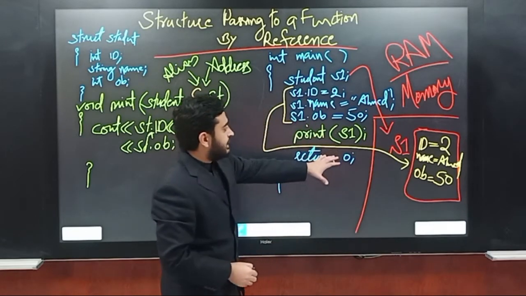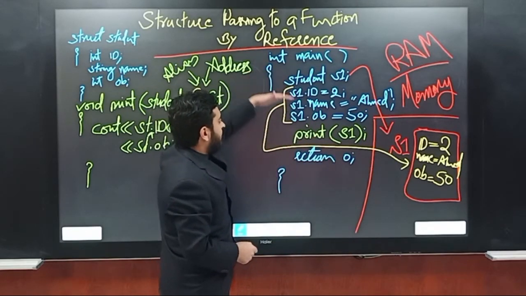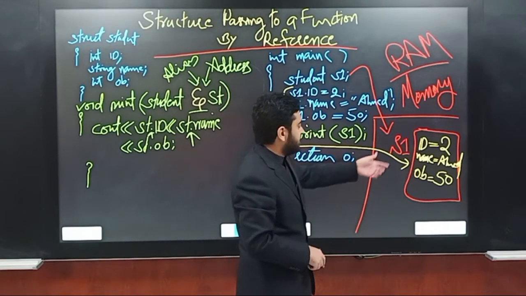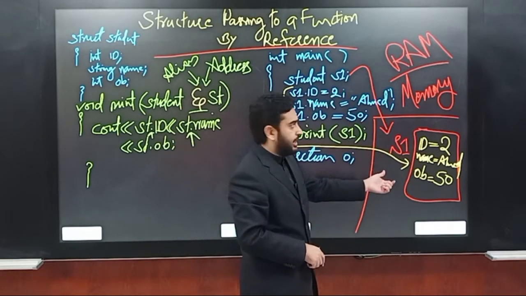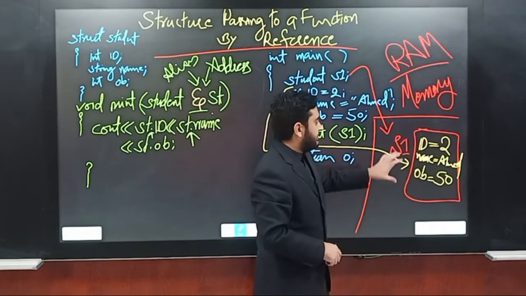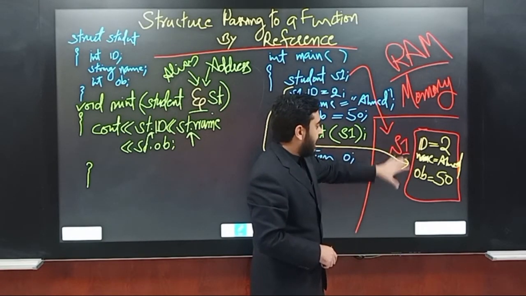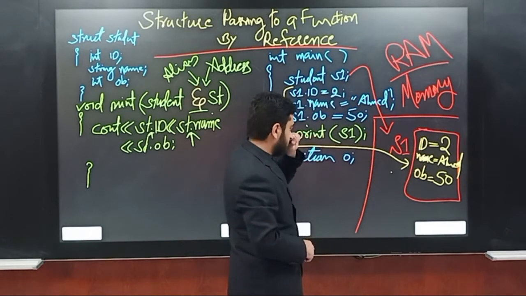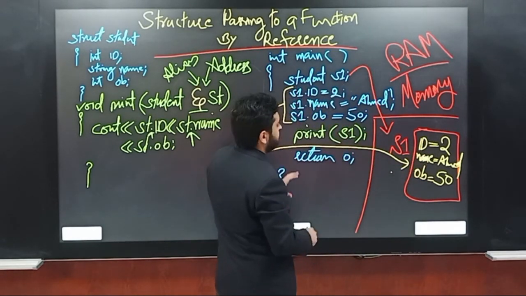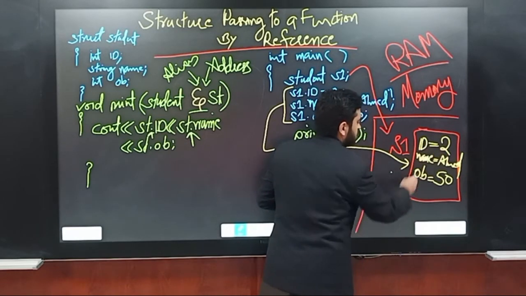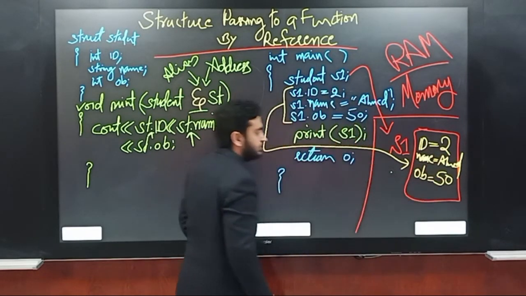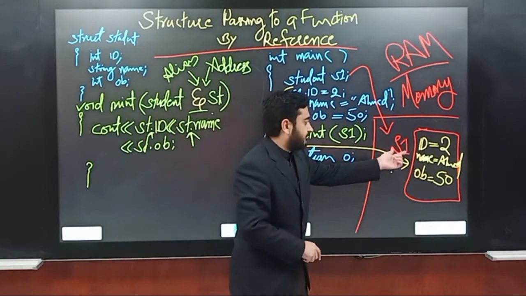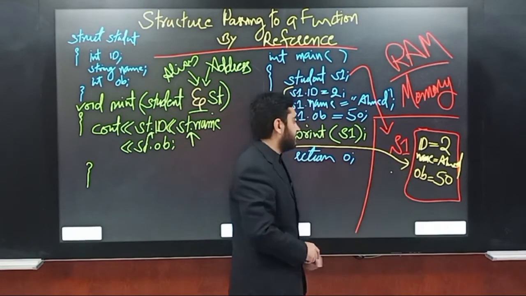Here you can see that when the main function is executed, an object s1 will be created in the RAM. That object will have three data members, the ID, name, and OB. Then we will assign some values: ID is equal to 2, name is equal to Ahmad, and OB is equal to 50. So this is now an object s1 in the RAM, in the memory.